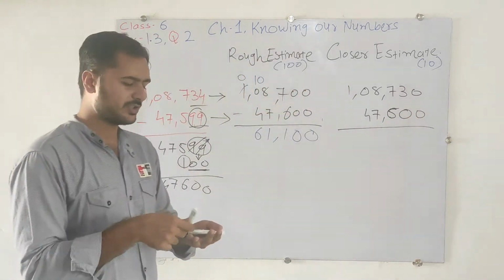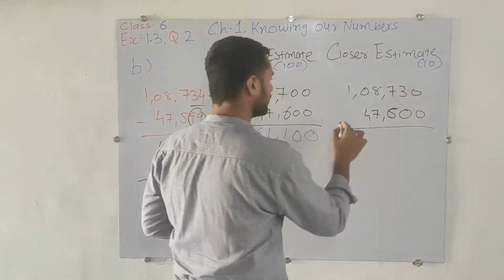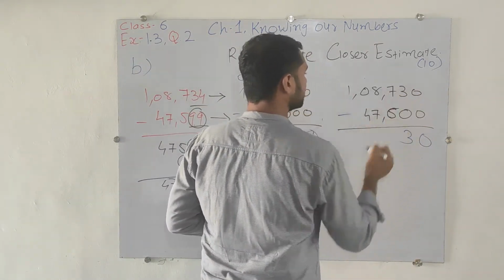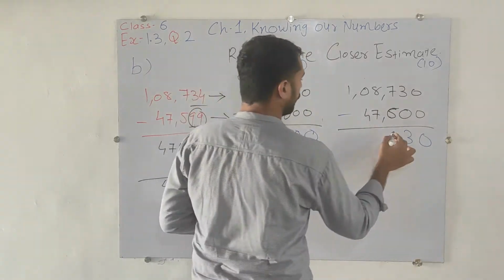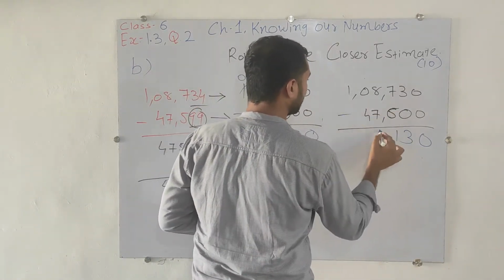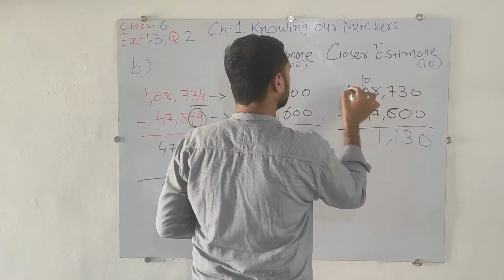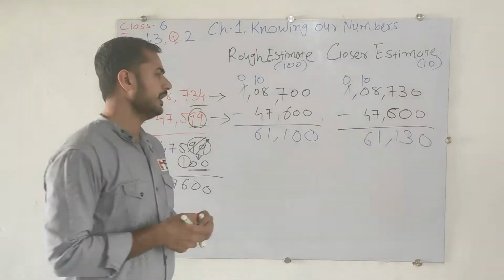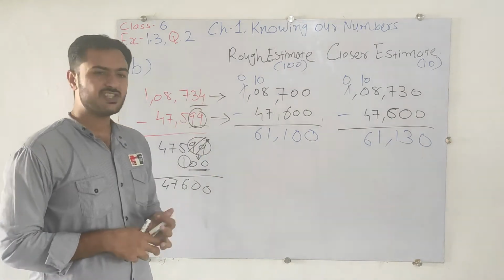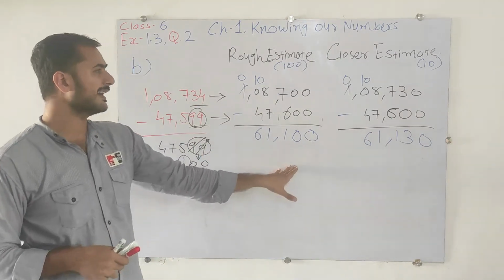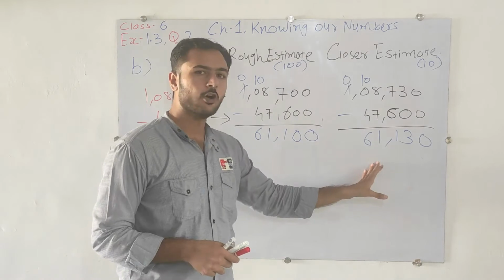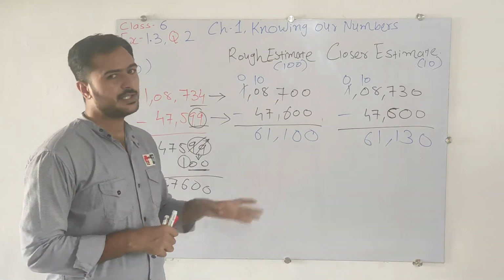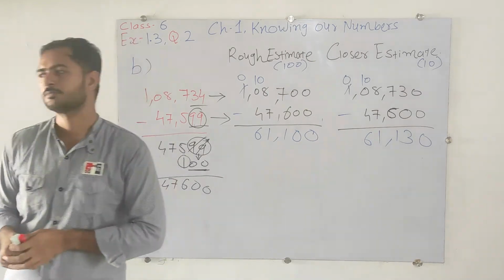Now in the next process, what will we do? Subtraction. So 0 minus 0 is 0, 3 minus 0 is 3, 7 minus 6 is 1, 8 minus 7 is 1, 10 here is 0, and that is 6. So by the rough estimate we got 61,100, and by the closer estimate we got 61,130. Pause the video and note it down.